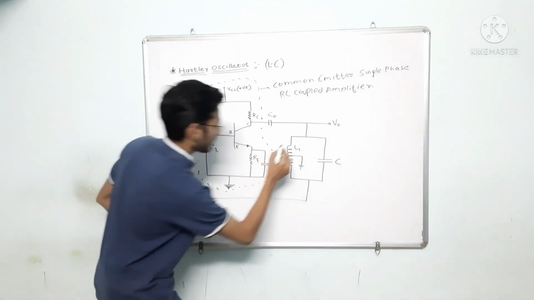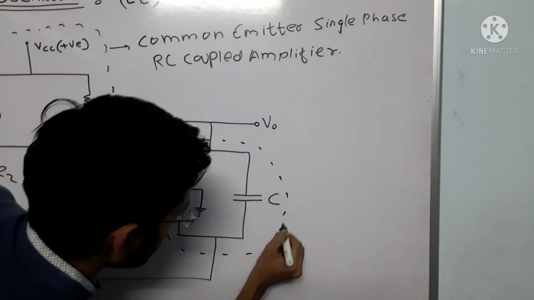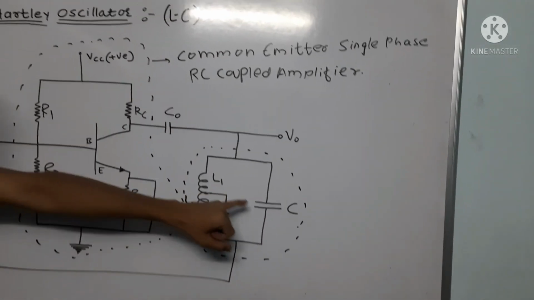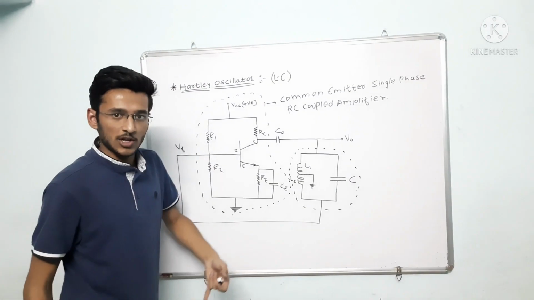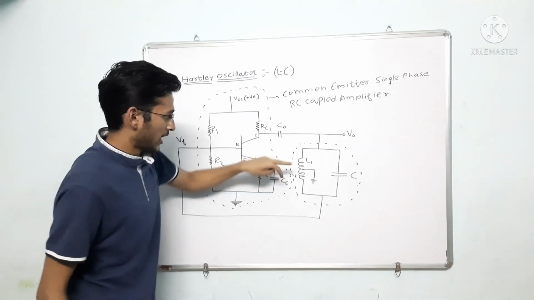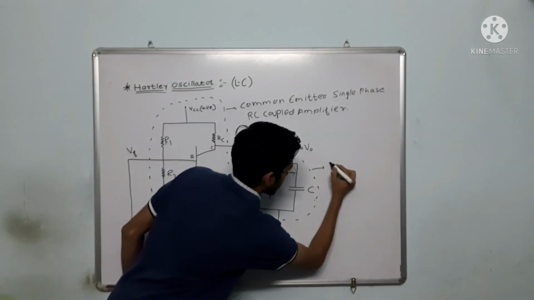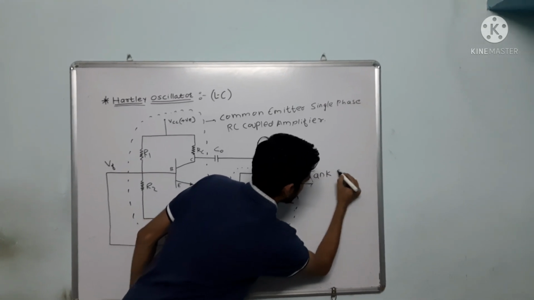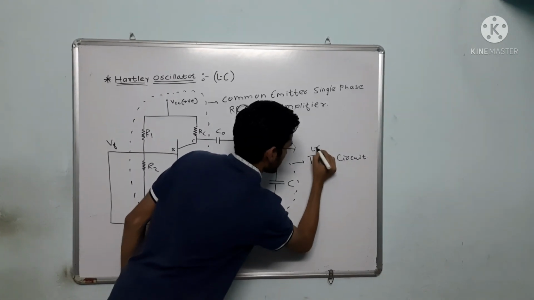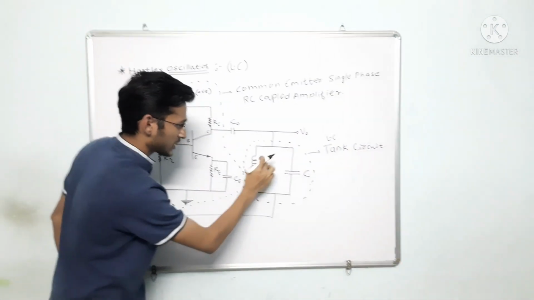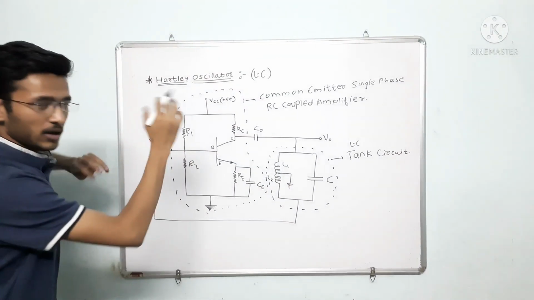Now this part which you are visible with consists of L and C, where C is known as the capacitor, and L1 and L2 are the two split inductors of a single inductor L. L1 and L2 are connected in series with each other, and this whole circuit is known as the tank circuit. It can also be known as the LC tank circuit, because it contains an inductor and a capacitor in it.